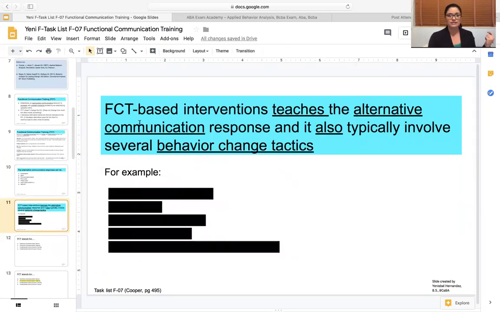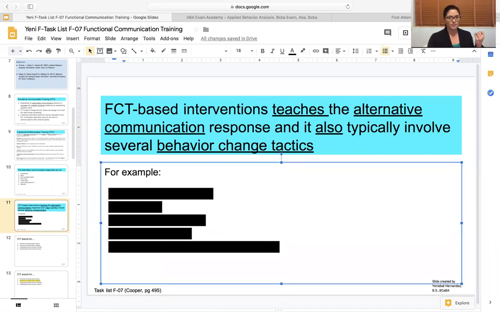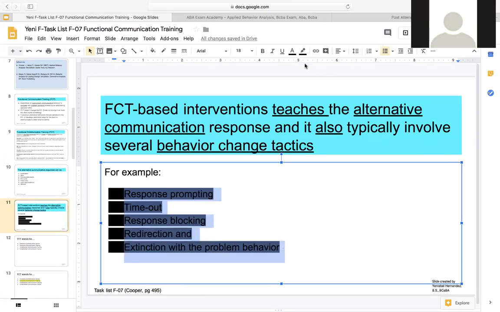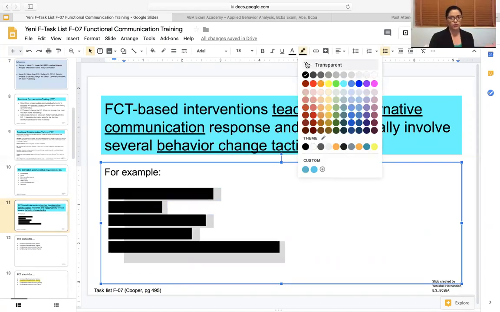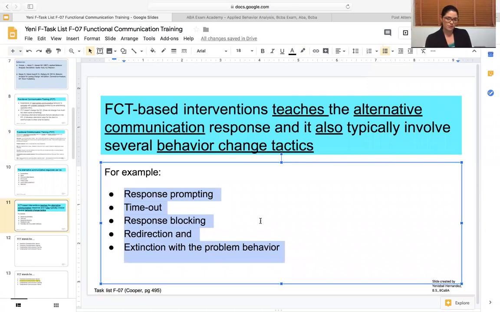FCT-based intervention teaches the alternative communication response, and it also typically involves several behavior change tactics. Going back to the scenario, you're going to teach the child to say, "Mommy, I want ice cream," but what are we going to do with him when he runs? We have to also do something with that. So what are the other things that you also do in the program? It could be response blocking. What else? Well, manding is the appropriate one. That's the alternative, the one that we're going to teach him. We're going to teach him to mand. But how are we going to deal with the inappropriate behavior, because it's happening?